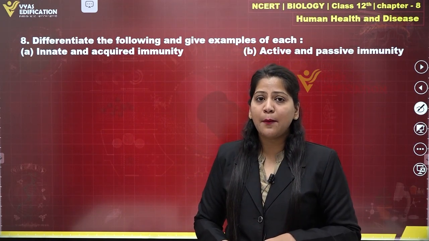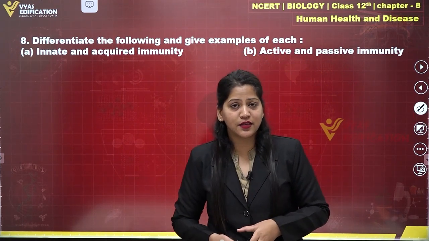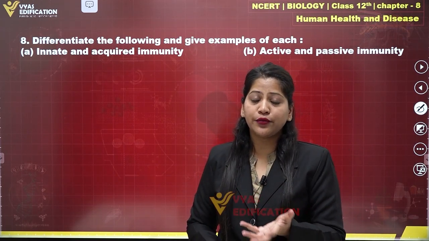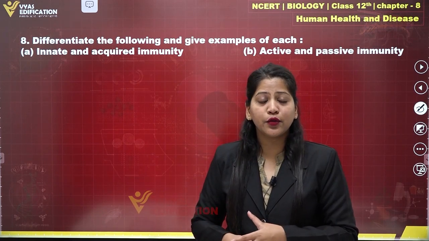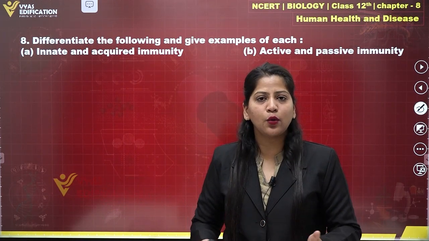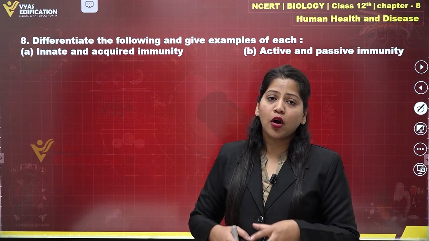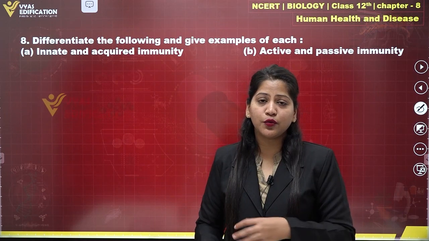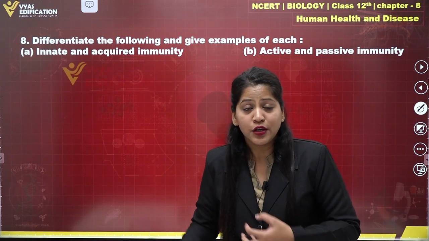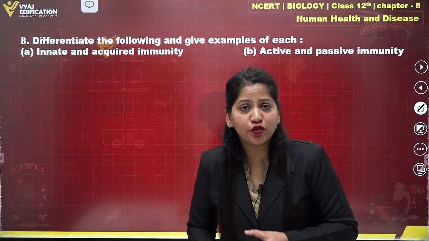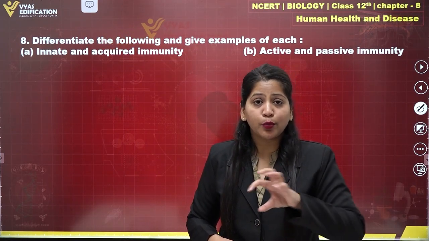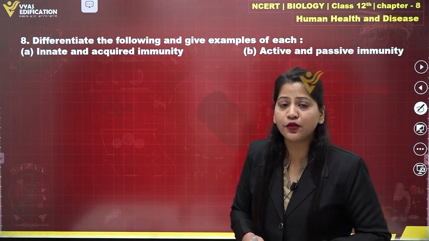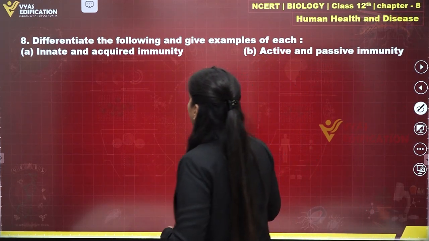If you talk about the example, then stomach acid such as HCl and the skin are examples of innate immunity, which is inherited from the parents and is not acquired during lifetime. And if you talk about an example of acquired immunity, then antibodies, the antibodies which we take from outside or acquire during the lifetime by entering of pathogen into our body. The production of these kinds of antibodies is an example of acquired immunity. So this is the difference between innate and acquired immunity.